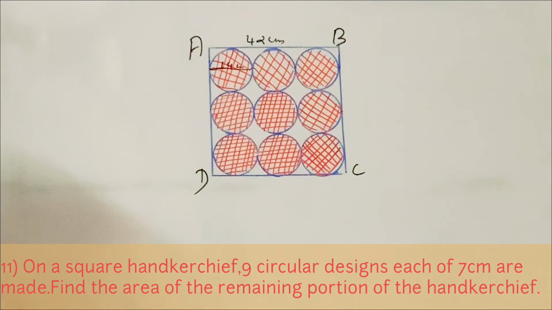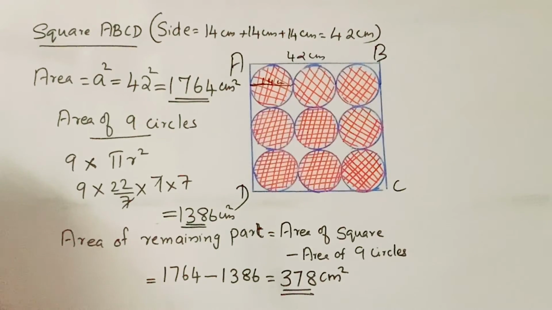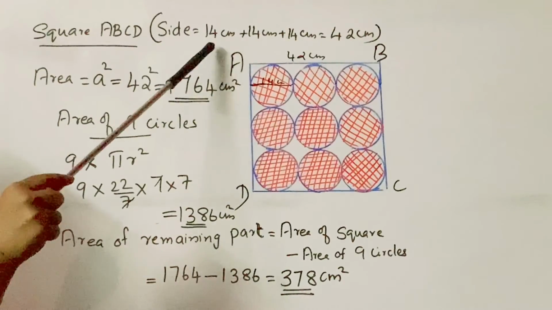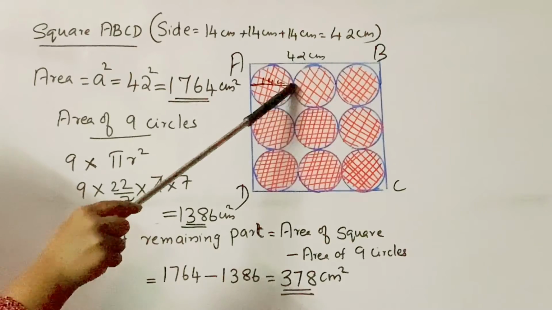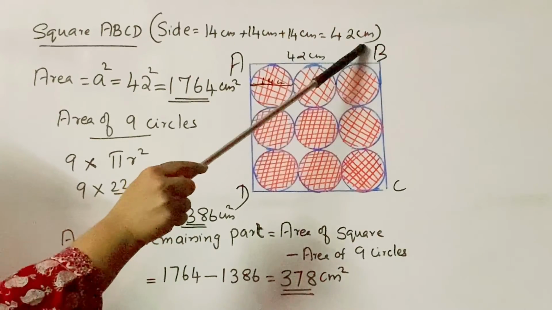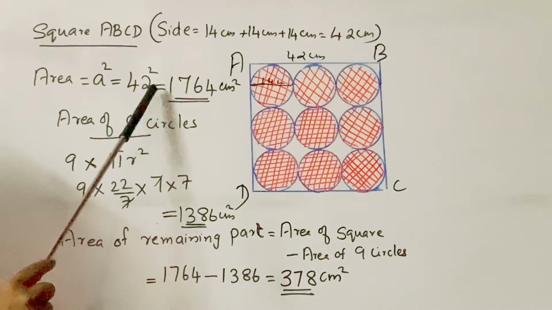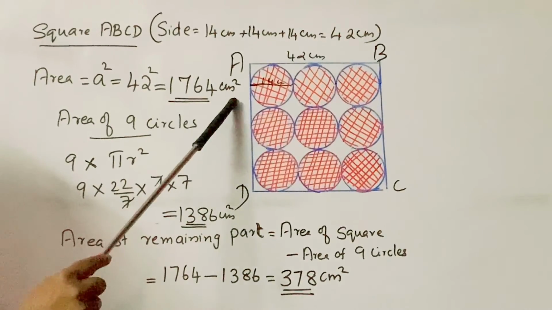And we want to find out the area of the remaining portion of the handkerchief. The area of the remaining portion of the handkerchief is the area of the square minus the area of 9 circles. Okay. Look at the answer. Square ABCD, side of the square is 14 plus 14 plus 14. That is 42 centimeters. Area is a square. 42 square is 1764 centimeters square.